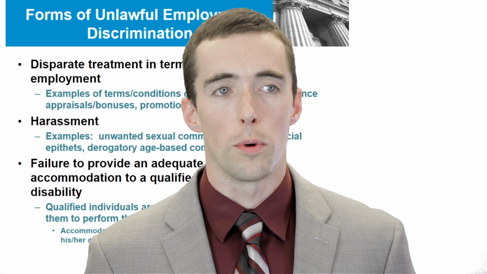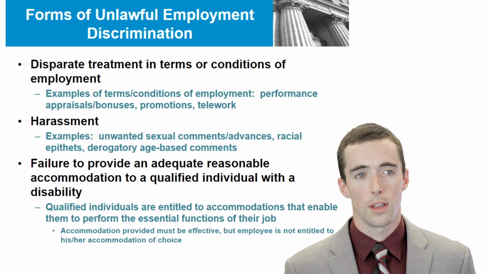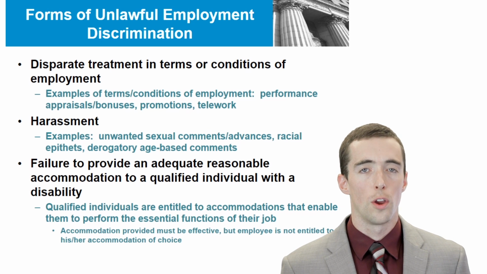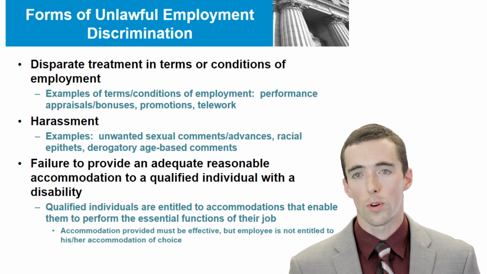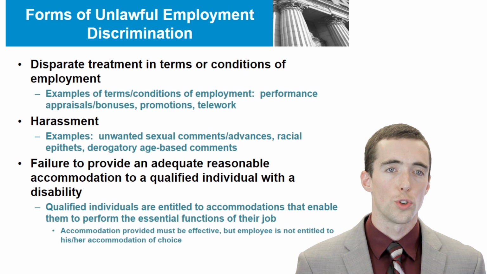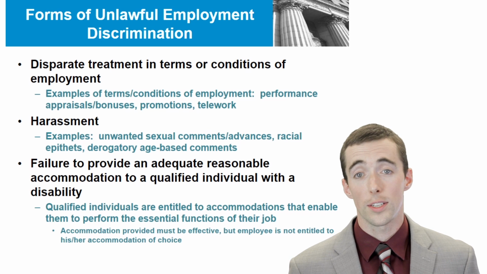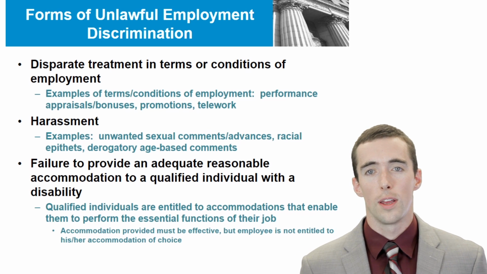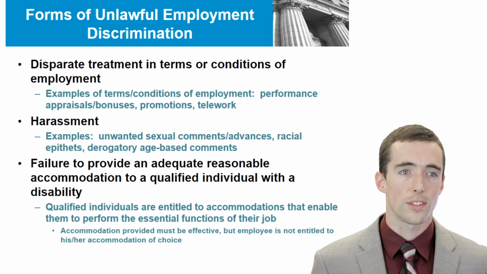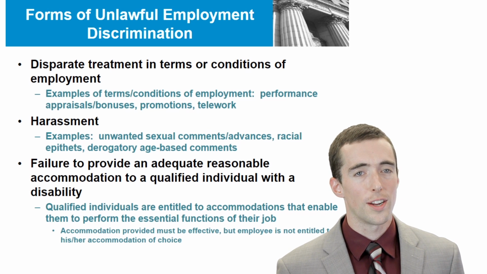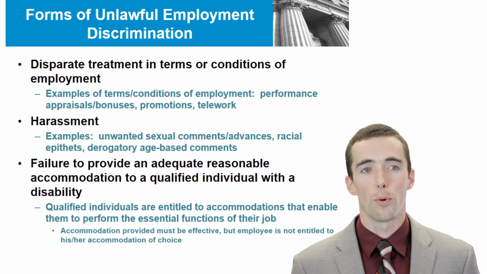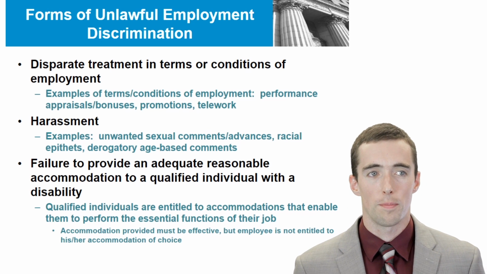Harassment is a second form of unlawful employment discrimination. Examples include unwanted sexual comments or sexual advances, racial epithets, or derogatory age-based comments. In addition to being able to pursue an EEO complaint through the EEOS office, employees who believe they have been subjected to unlawful harassment can report the harassment to their managers. If an employee alleges that his first-line supervisor is the one engaging in the harassment, the employee can report the harassment to a higher-level manager.